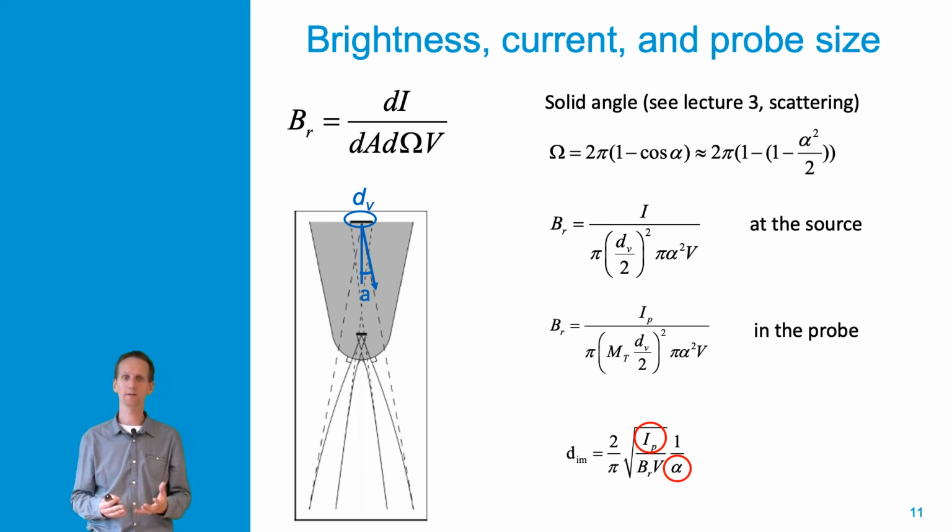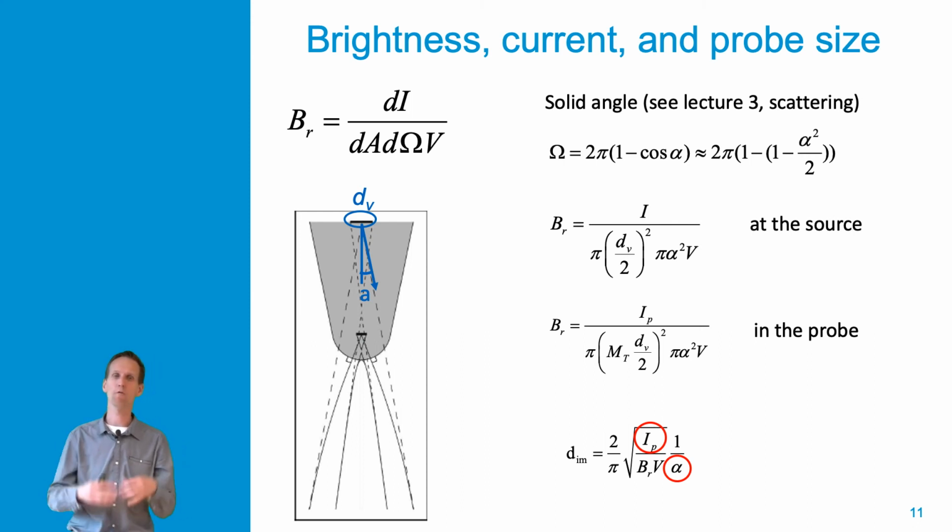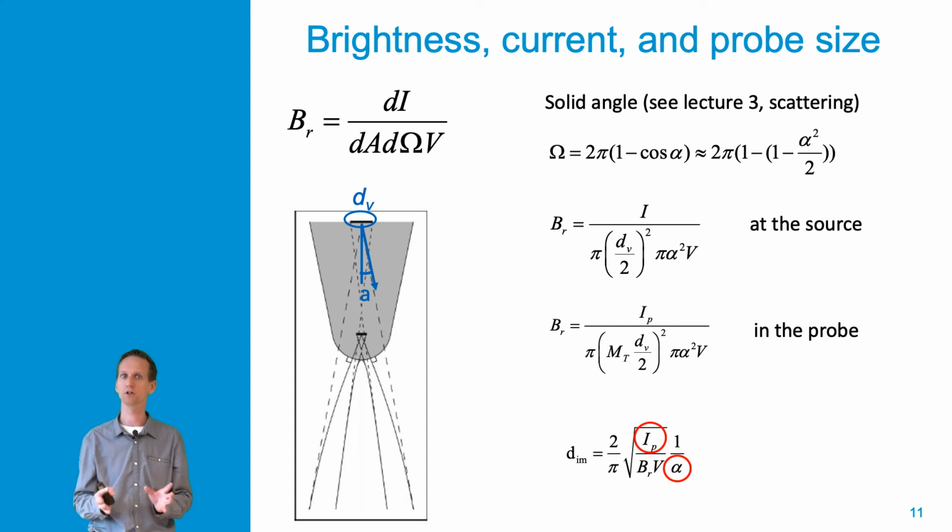Now we can equate these two equations: the equation for the reduced brightness at the source plane to the reduced brightness in the probe. And from this extract a value for the probe size diameter. So the factor mt times d that we have in the equation for the reduced brightness at the probe size. And we can get the equation that we see here at the bottom of the slide. Now, it may be good to redo this equation for yourself, but I don't want you to know this derivation by heart or be able to do this at the exam.